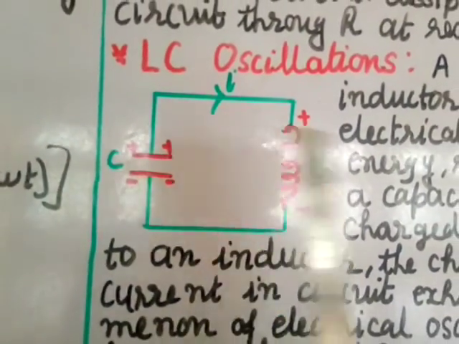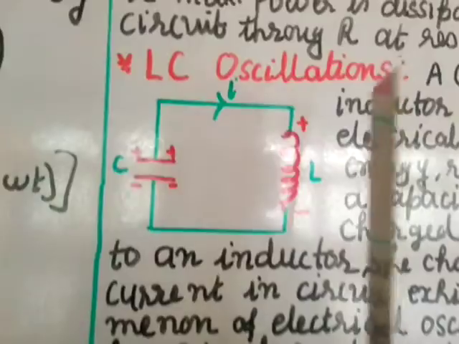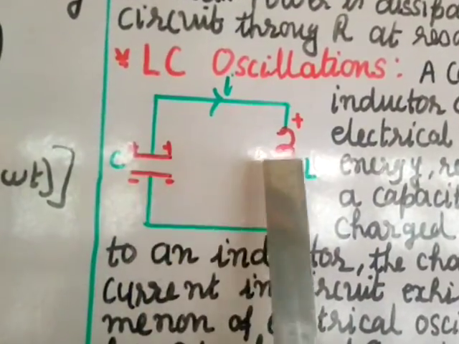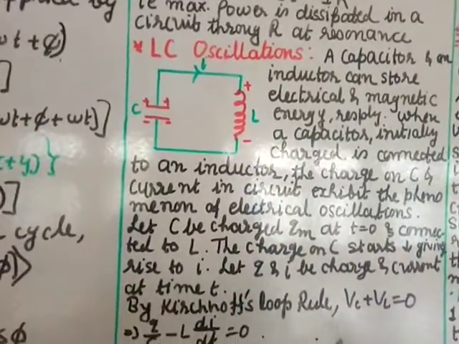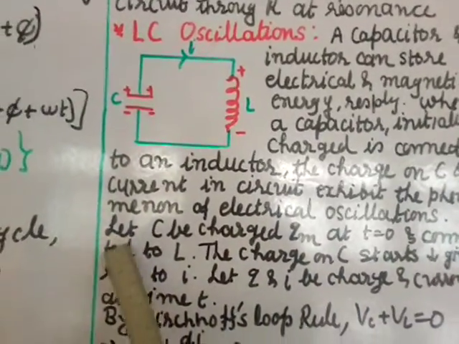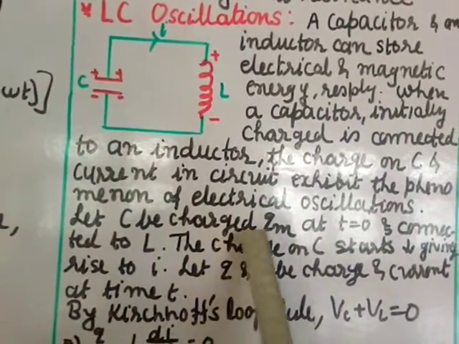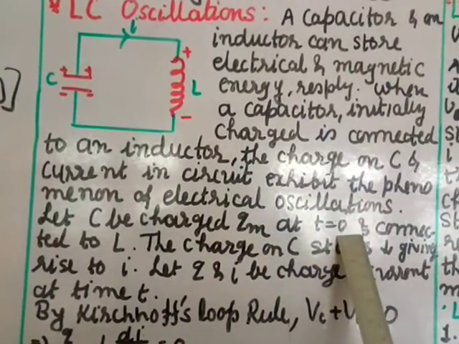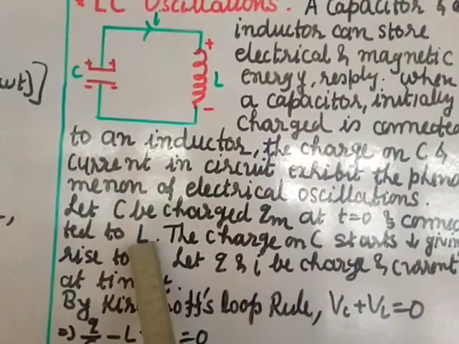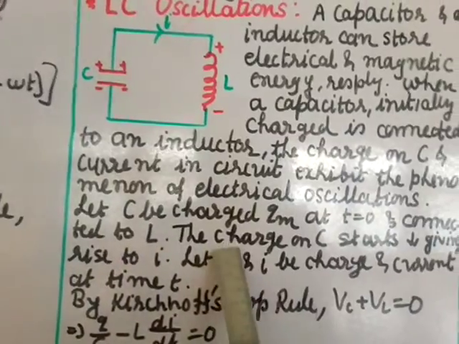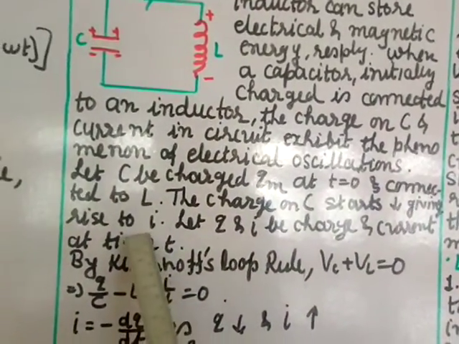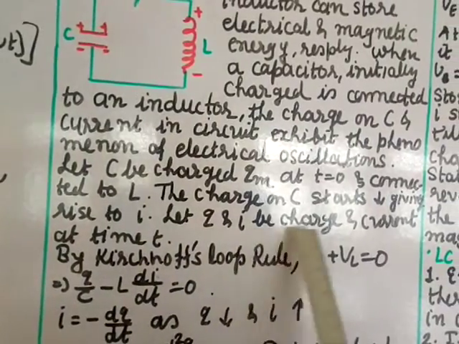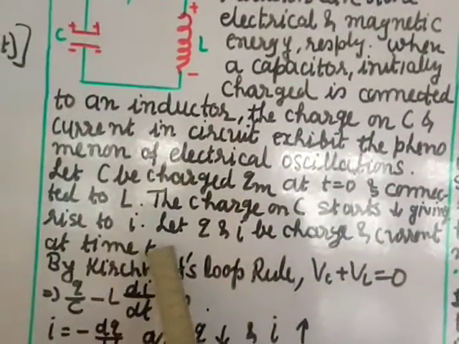Then there will be oscillation between the electric energy and magnetic energy between these two. That is called oscillation. The phenomenon is called oscillation or LC oscillation. Let C be charged Qm at t equal to 0 and connected to inductor L. The charge on C starts decreasing, giving rise to current. Let Q and I be the charge and current at time t.